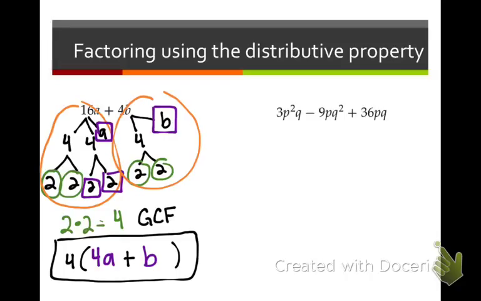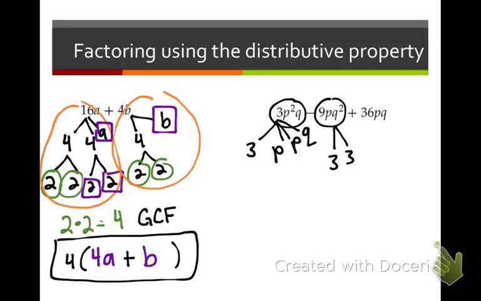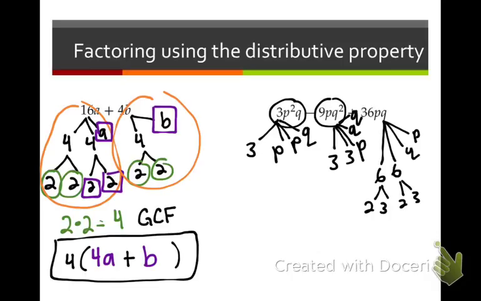So we'll start off with the factoring tree. For this first term, factors are 3, P, P, and Q. The factors for that right there are 3, 3, P, Q, and Q. The factors of 36 are 6 times 6. Factors of 6 are 2 and 3, 2 and 3. And finally, P and Q. Alright?